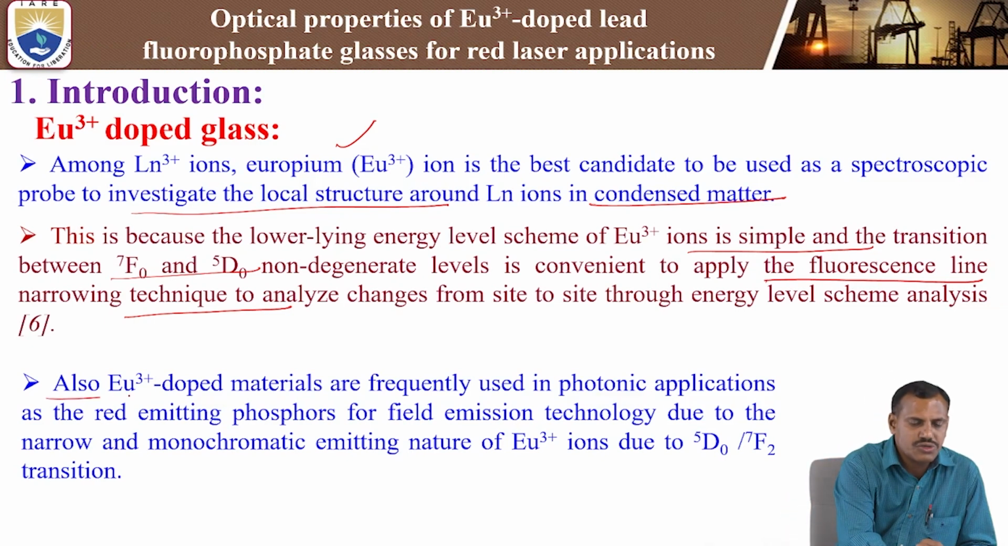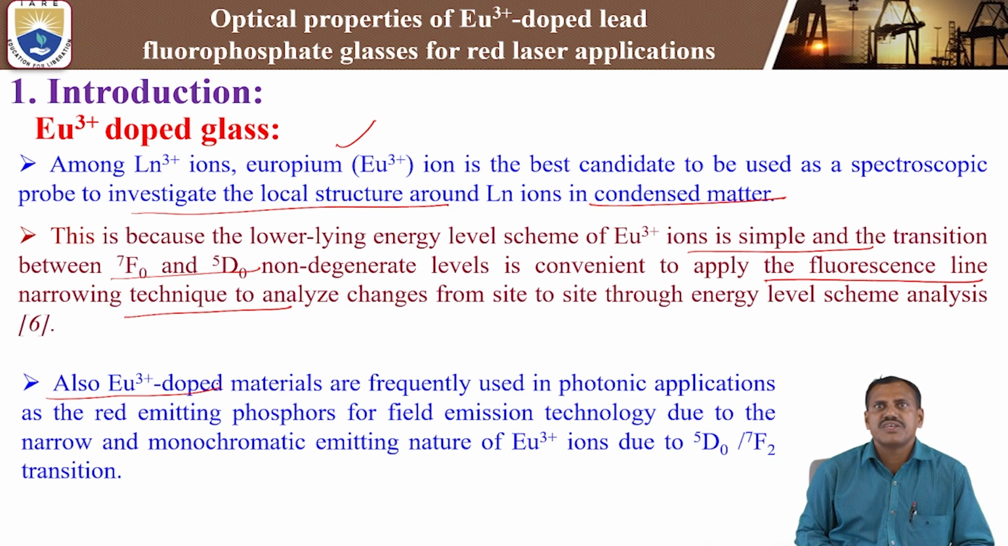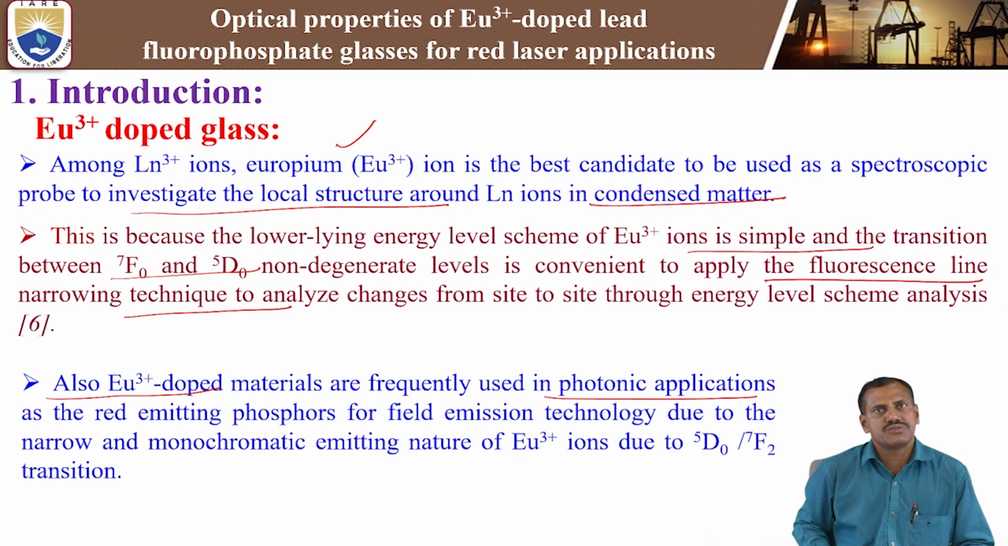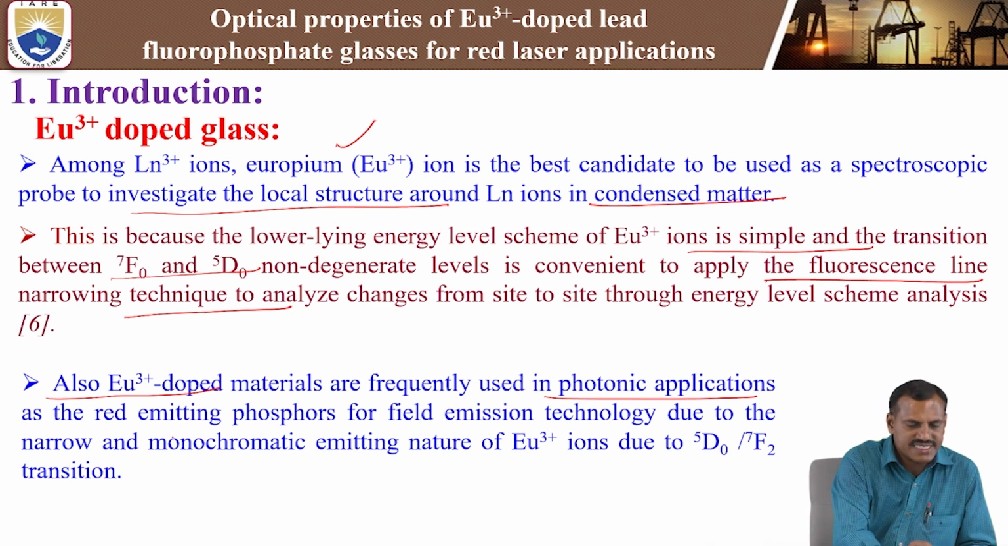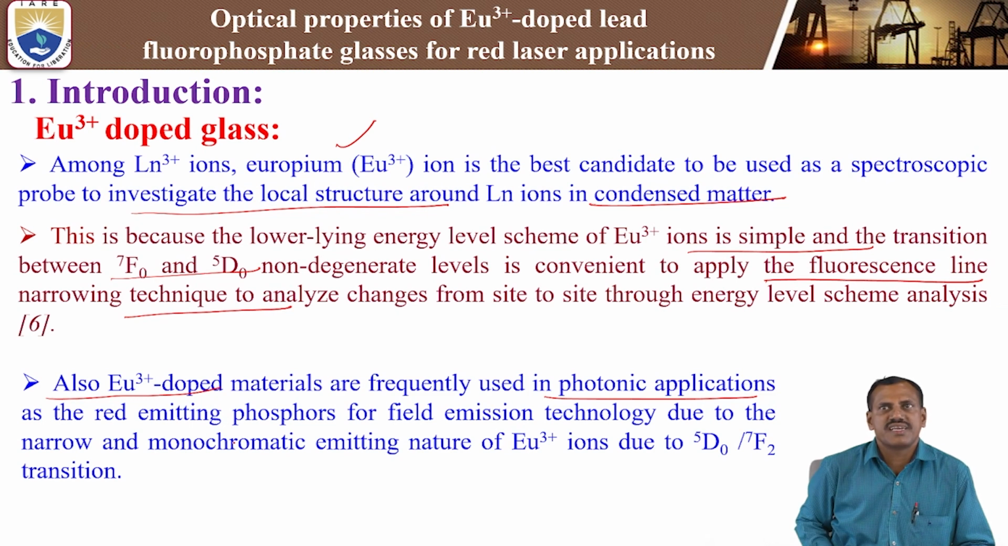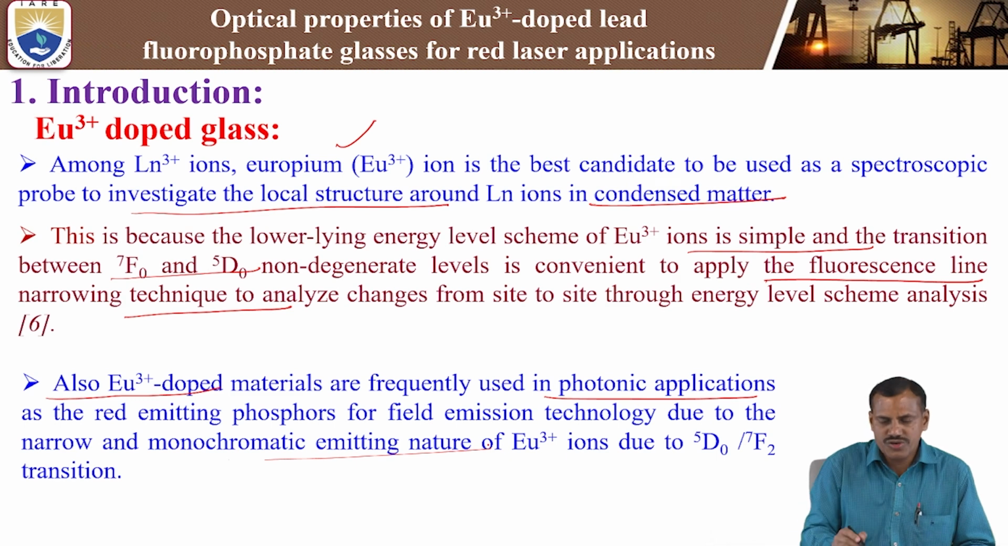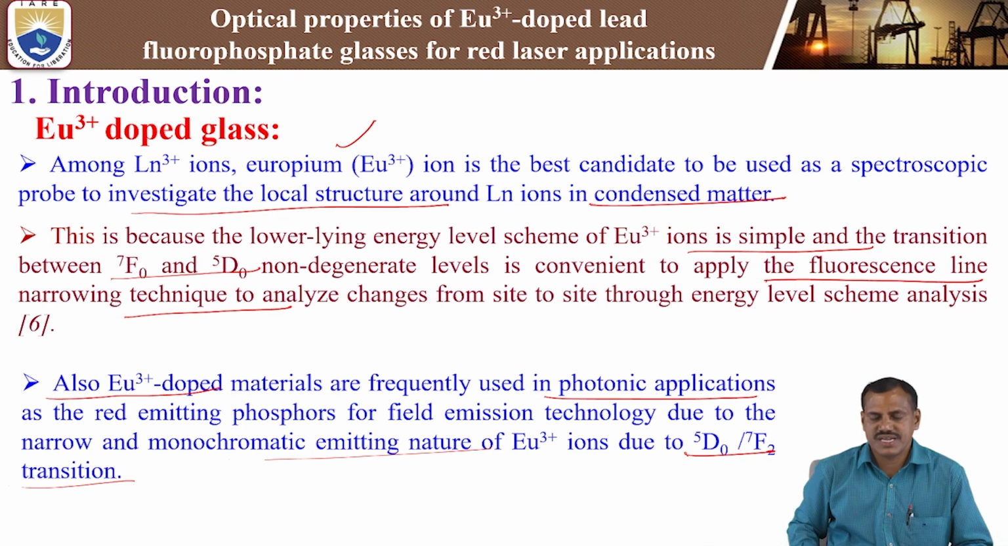Next, europium 3+ doped materials are also frequently used in photonic applications. That means we can use them for laser sources, semiconductor device applications, and optical fiber amplifiers. So there are many applications for europium 3+ doped materials, because they are important in photonic applications. They are used as red emitting phosphors for field emission technology due to the narrow and monochromatic emission of europium 3+ ions from the 5D0 to 7F2 transition. So the main transition is the 5D0 to 7F2 transition, and that is why they are used for emission technology.